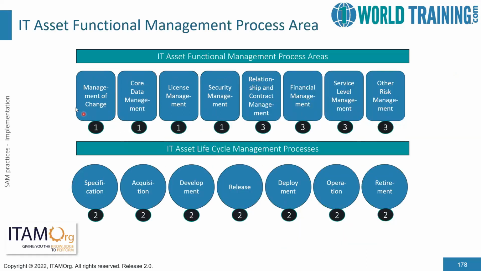So together, if you look at the bottom here, we have the 7 life cycle management processes, which are at tier 2, whereas we have these 8 functional management processes, which are split into tier 1 and tier 3. So 4 of the 8 functional processes are applied in tier 1, and the remaining 4 functional management processes are applied in tier 3. Which means that the items numbered 3 further improve the efficiency and effectiveness of SAM, whereas the items numbered 1 bring in the basic SAM.